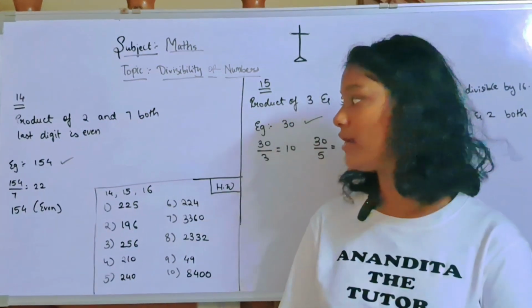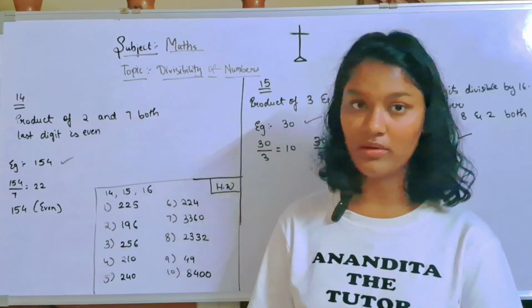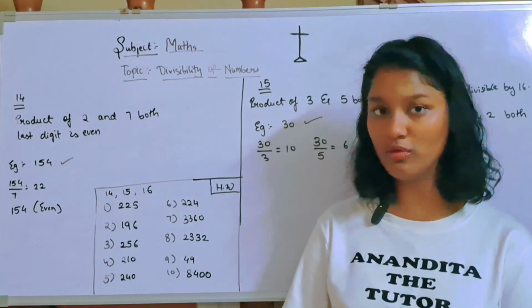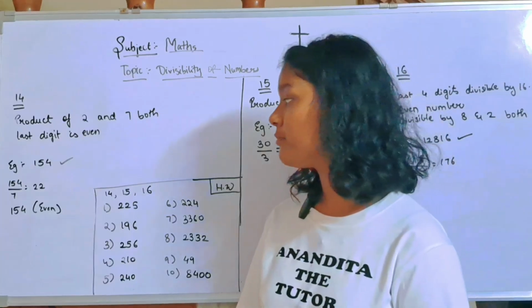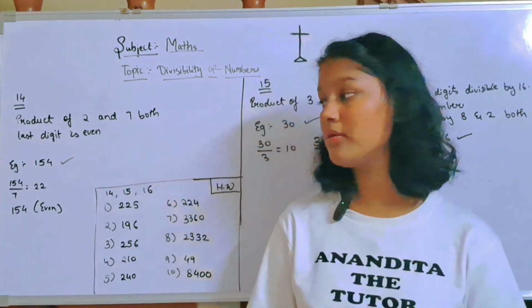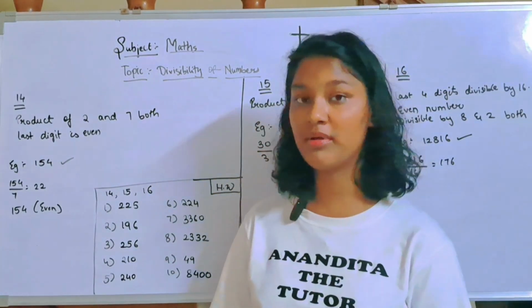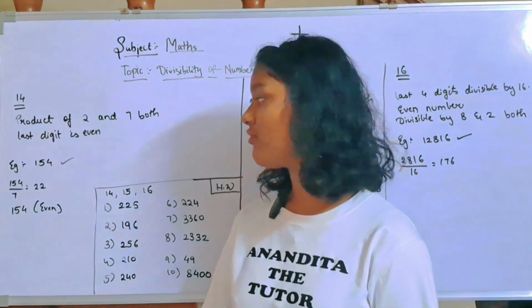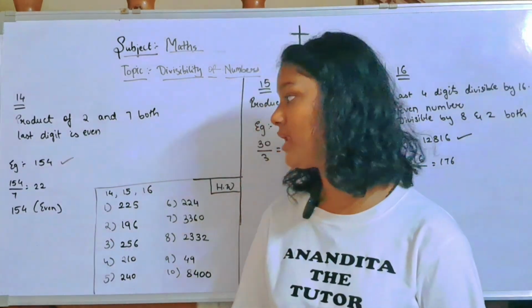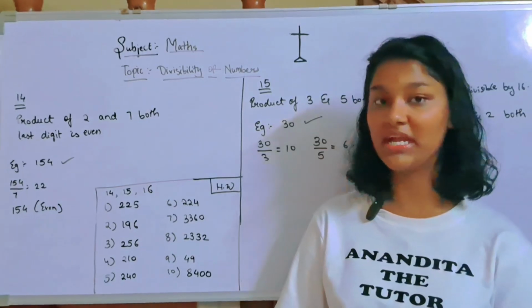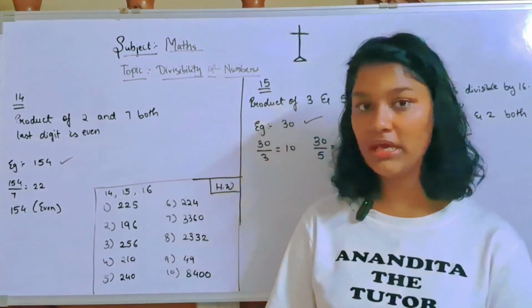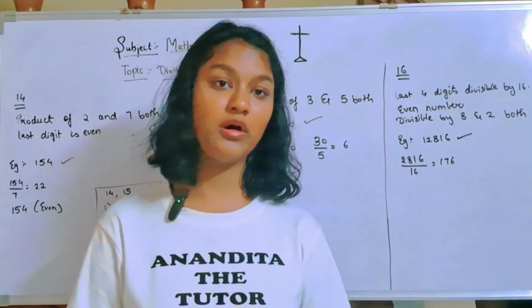And it is an even number, right? 154 is an even number. Therefore, it is divisible by 2. And to check if it is divisible by 14, we need another number, that is 7. So 154 divided by 7 gives us a whole number, that is 22. So it is divisible by 14. So this was our first number.